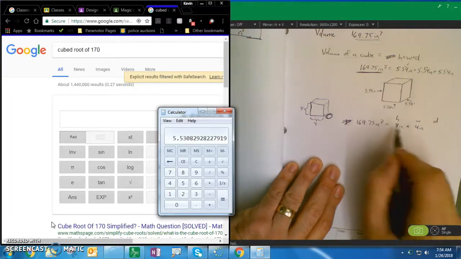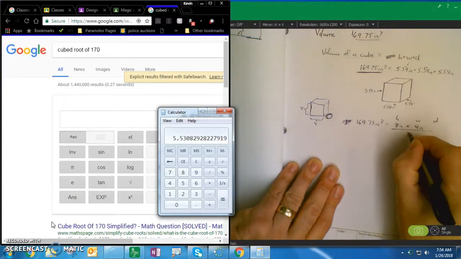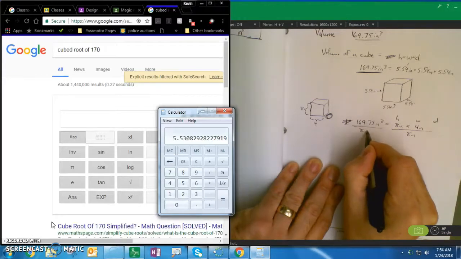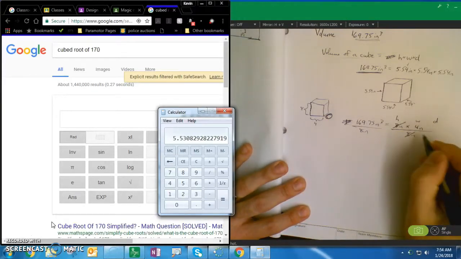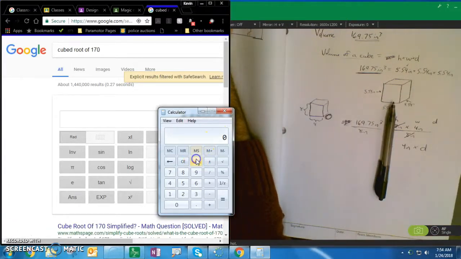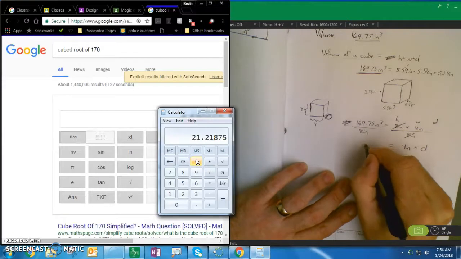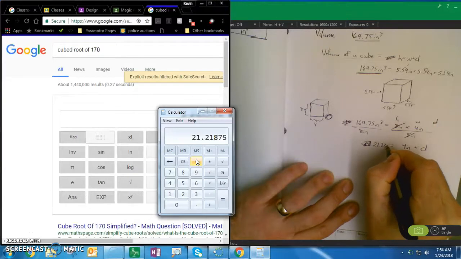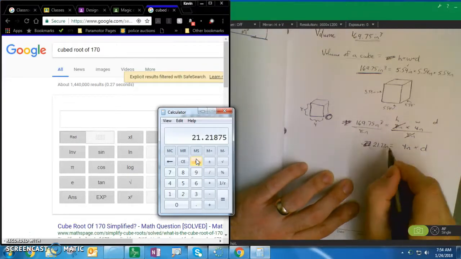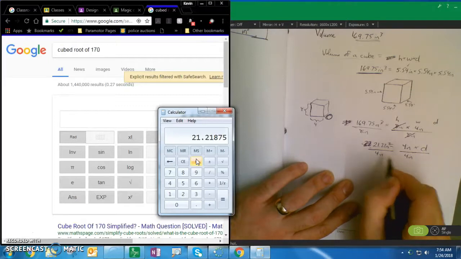Easy. You're going to divide numbers on both sides. Let me show you. If I divide this by 8 inches and this by 8 inches, we're going to cancel this out, and we're left with 4 inches times depth equals, I go to my calculator, 169.75 divided by 8. And I round up. 21.22 inches. Now, do the same thing. Oh, inches squared. Divide 4 inches from this side and 4 inches from that side.